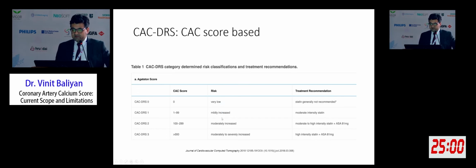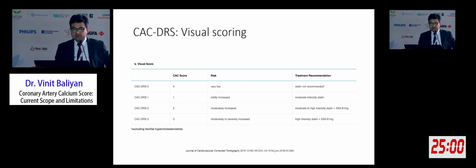And based on these risk assessments, there are specific treatment guidelines, with no statin for CAC-DRS 0, and both high intensity statin and aspirin for CAC-DRS 3. You can also use a visual score, which is basically you just eyeball the images and say if there's a little plaque or moderate amount of plaque or a lot of plaque, and you assign the same score of 0, 1, 2, 3. And similarly, there are treatment guidelines.